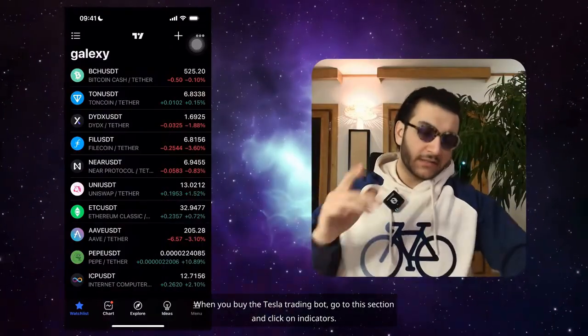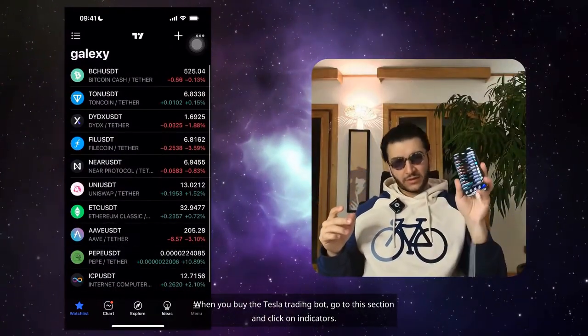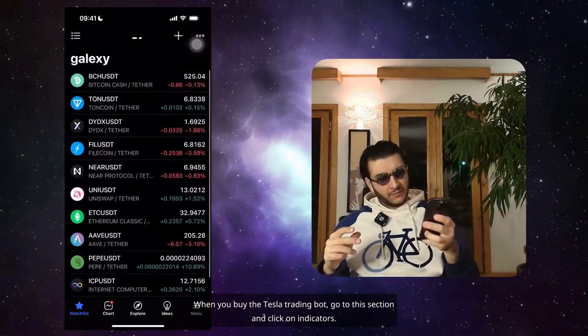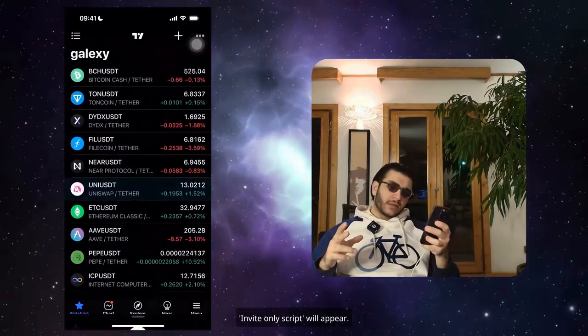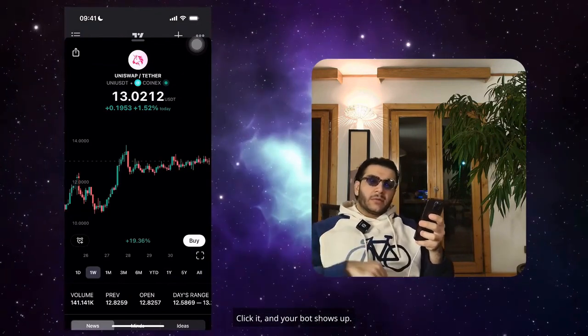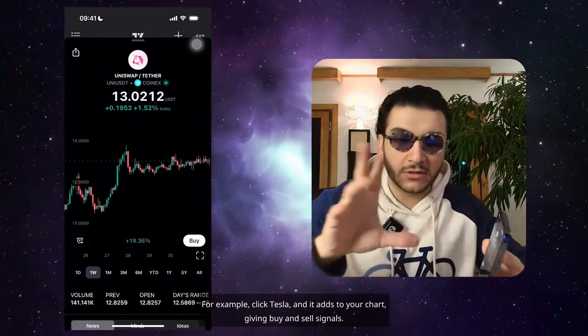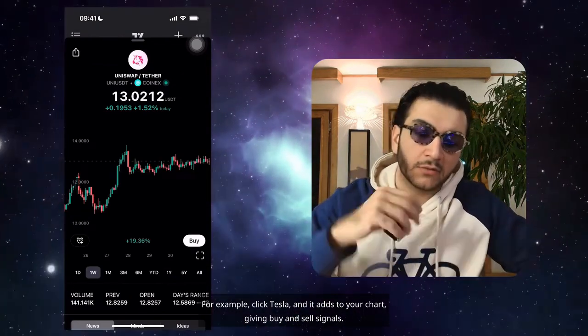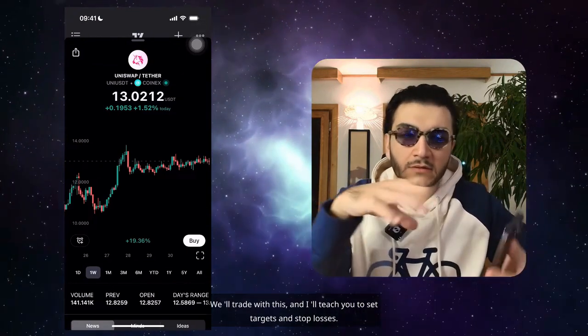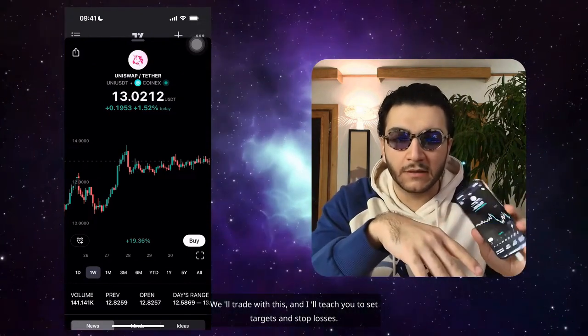When you buy the Tesla trading bot, go to this section and click on Indicators. Invite-only script will appear. Click it, and your bot shows up. For example, click Tesla, and it adds to your chart, giving buy and sell signals. We'll trade with this, and I'll teach you to set targets and stop losses.